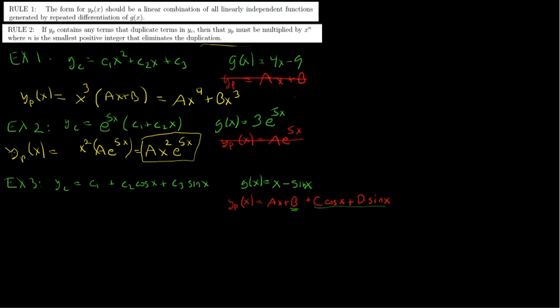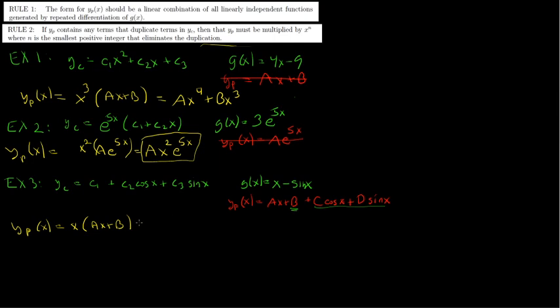Well, okay, so yp, the particular solution, should have the following form. I have to make sure that I don't have a constant here, so I'm going to multiply the ax plus b by just an x. That should do it, right? Because then I get ax squared, which we don't have an x squared here, plus bx, and I don't have an x. So that eliminates the duplication for the first term here.